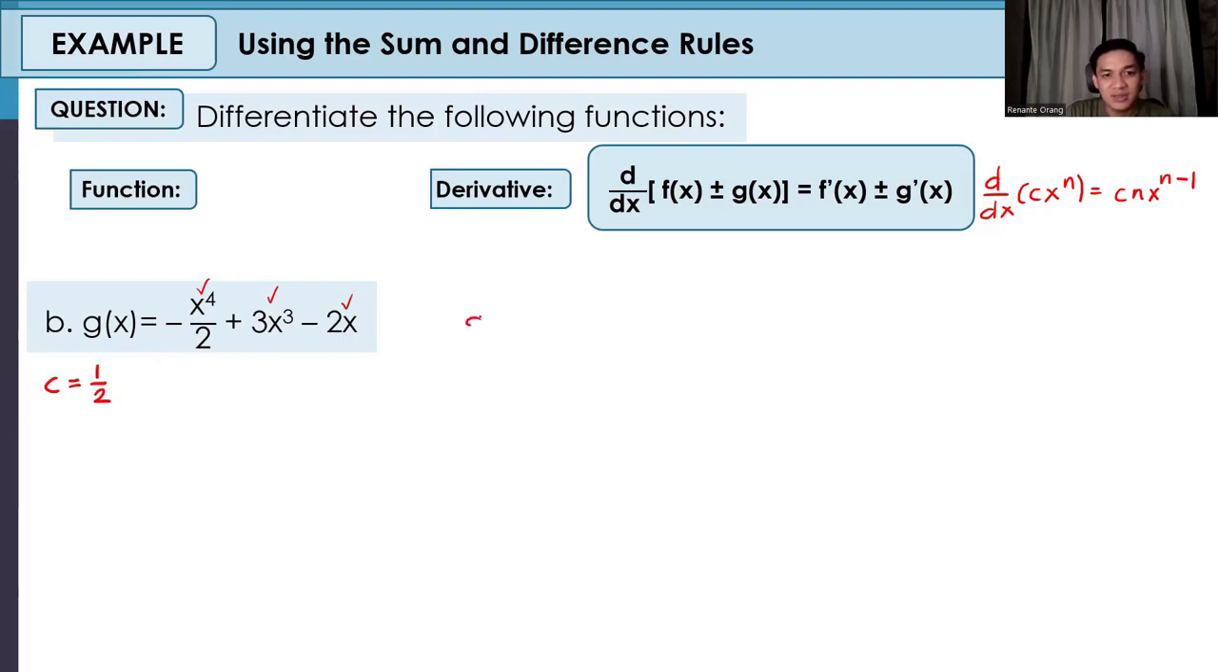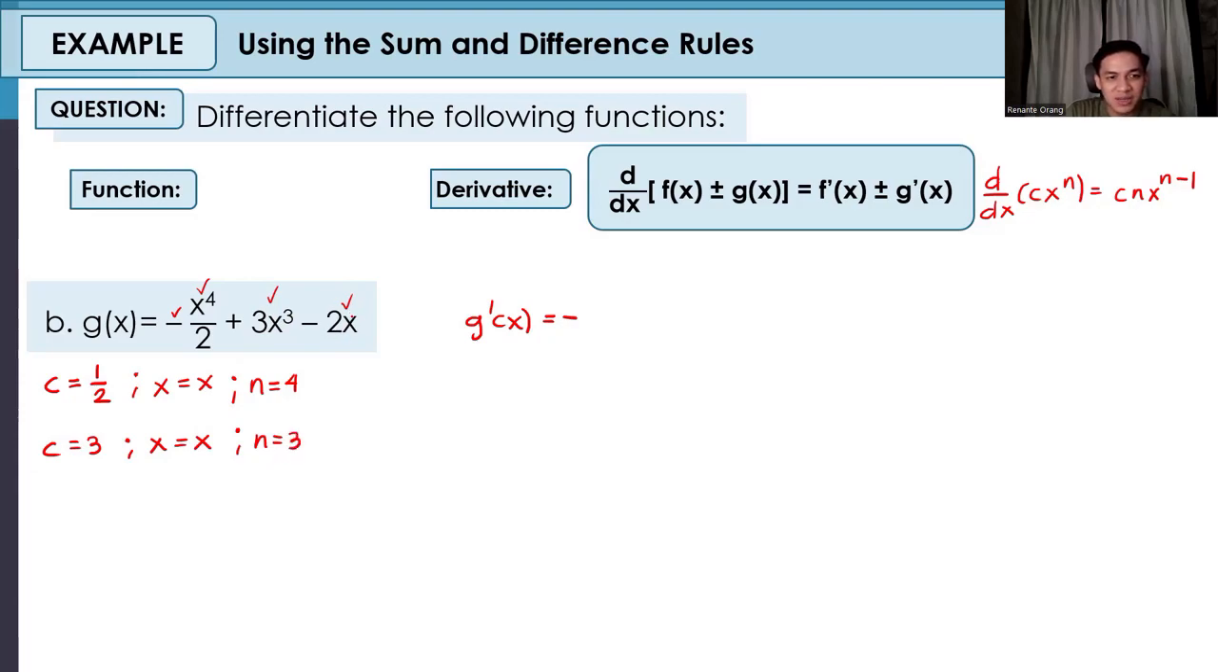Take note dito, g prime of x is equivalent to negative. Copy lang natin yung negative dito. So, constant natin is 1/2. Next, we have x po natin is x, kasi siya yung may exponent. Pagkatapos, yung ating n dito is 4. So, for this one, constant natin is equivalent to 3. Ang x natin is x kasi siya yung may exponent. And then, yung ating n dito is equivalent to 3.